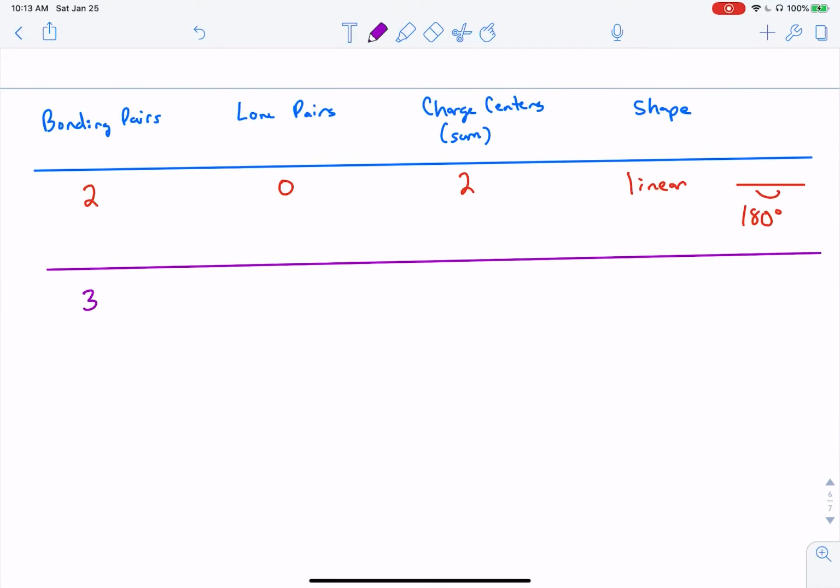If you have 3 bonding pairs and no lone pairs, it's called trigonal planar, which is that Y shape that some of y'all were talking about earlier. And when you have a Y shape, the angle here is 120 degrees, because you're essentially breaking up a circle into 3 sections. So each angle is 120 because the circle is 360 degrees.